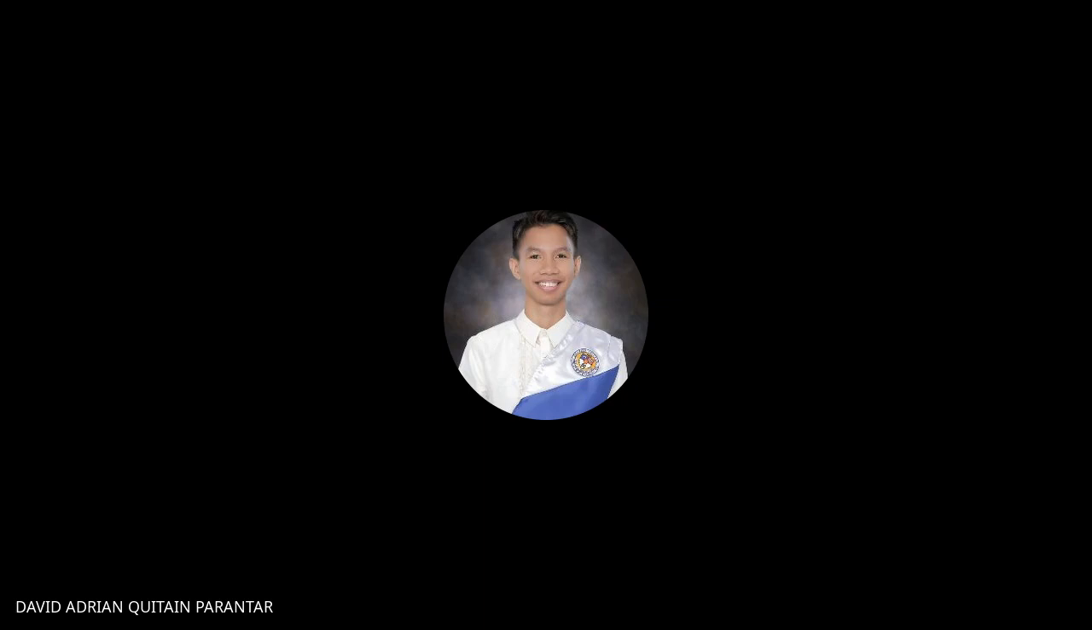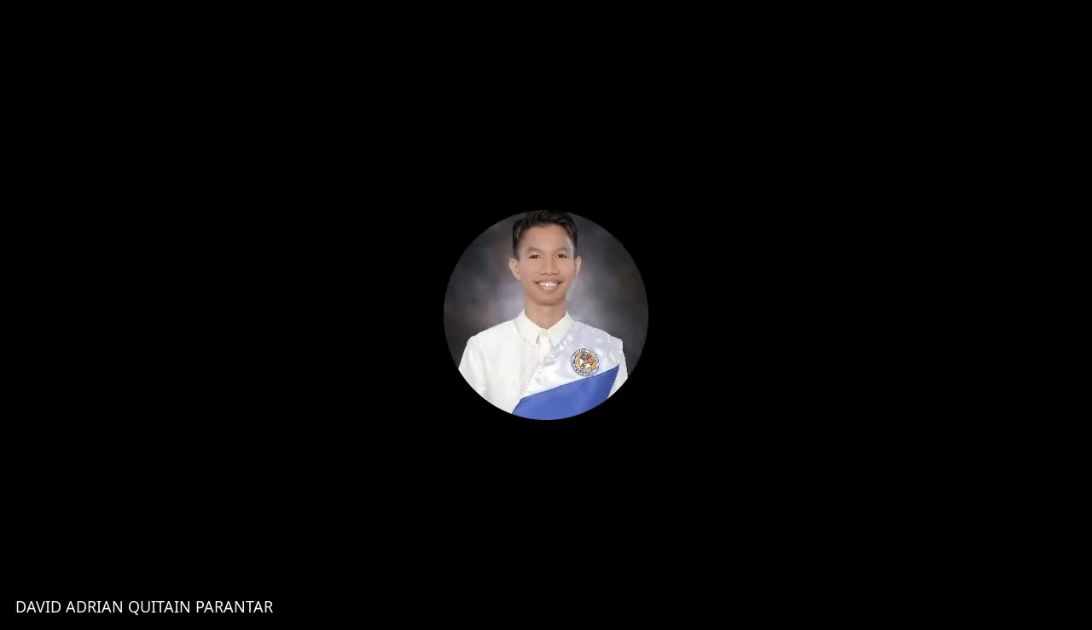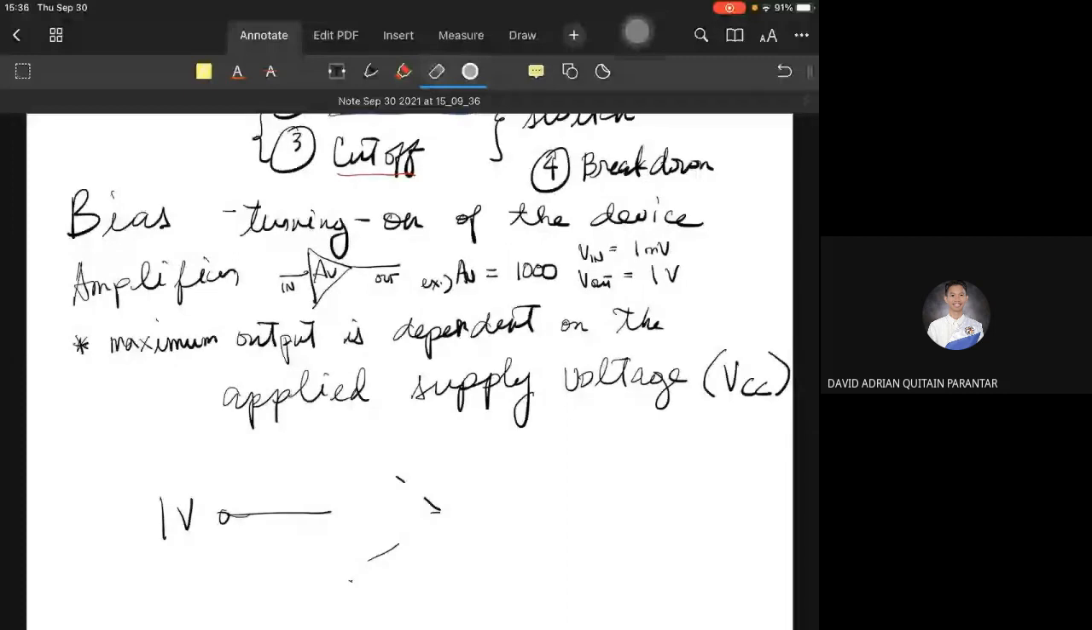What if we change it to 1,000 volts or 2,000? So it is still not possible, because again, if we plot it on the characteristic curve, the example is outside the active region. It is in the breakdown region of the transistor.